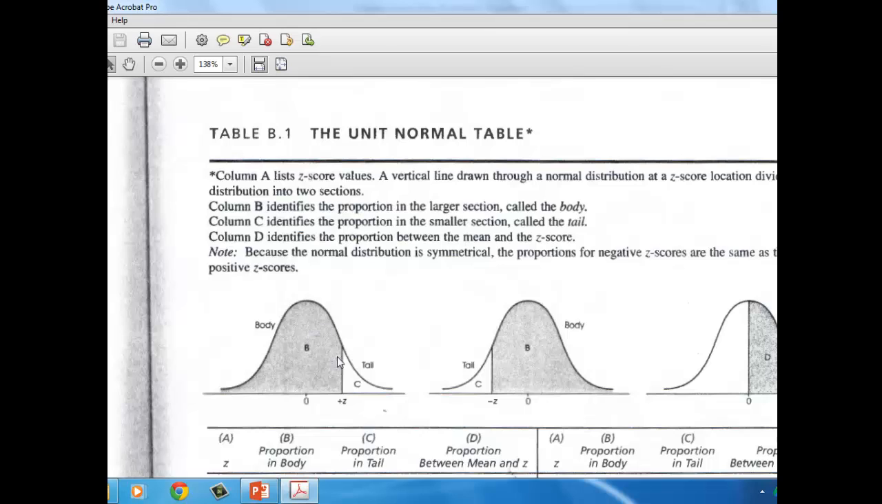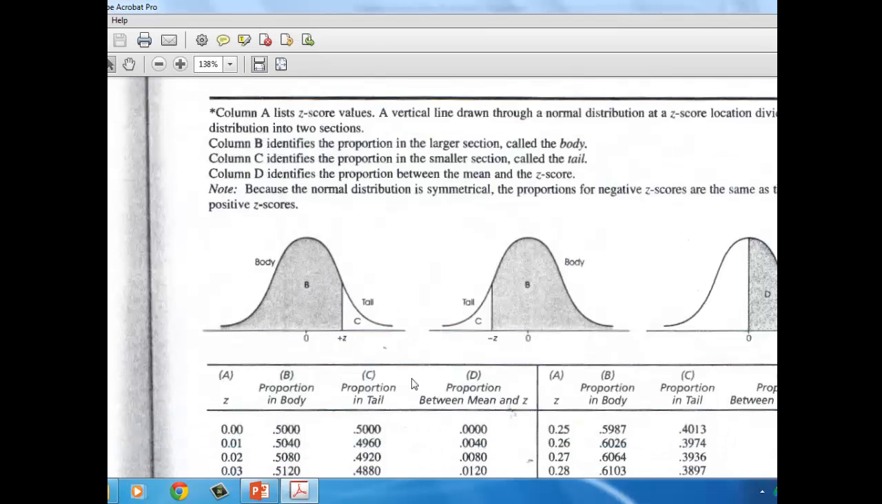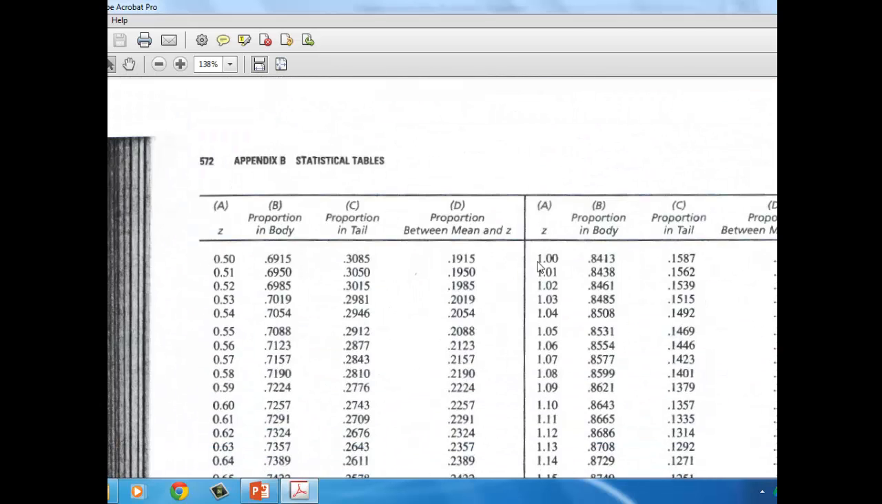So let's say that we were looking at a z-score of 1. This looks like about a z-score of 1. And we wanted to figure out the proportion of scores less than a z-score of 1, or the probability of getting a score with a z-score less than 1. Remember, proportion and probability, those two words can be used interchangeably. Well, if you were looking for the probability of obtaining a score with a z-score less than 1, you'd be looking in the body. And specifically, you would find a z-score of 1, proportion in the body, 0.8413.